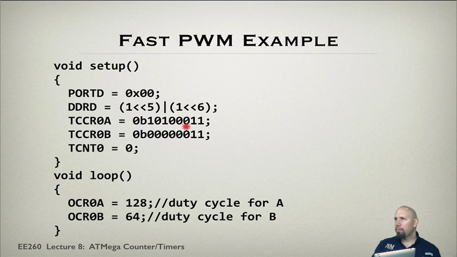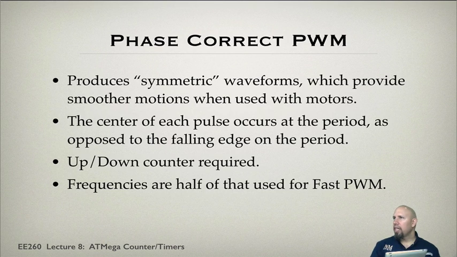Okay, so this is a fast pulse width. This will allow us to set up fast pulse width modulation. Okay, so there we are. That's the example. We move on now to talk about phase correct pulse width modulation. So again, phase correct pulse width modulation produces what would be called symmetric waveforms. These provide smoother motions when used with motors. Okay, the center of each pulse occurs at the period. Okay, so the center of each pulse, those centers are evenly spaced, as opposed to the falling edge of the fast pulse width modulation.